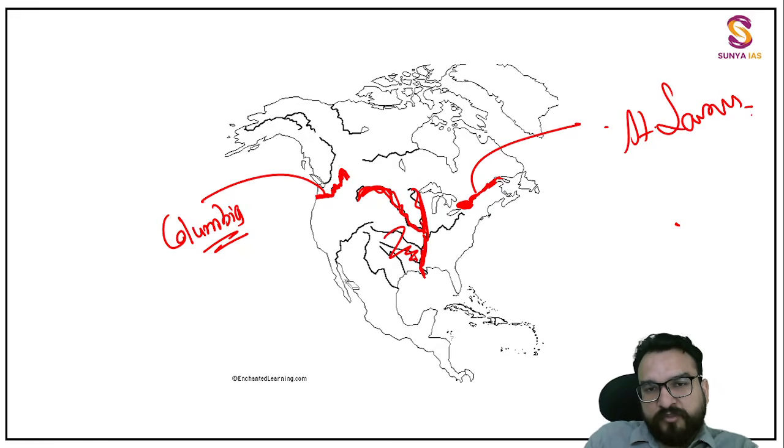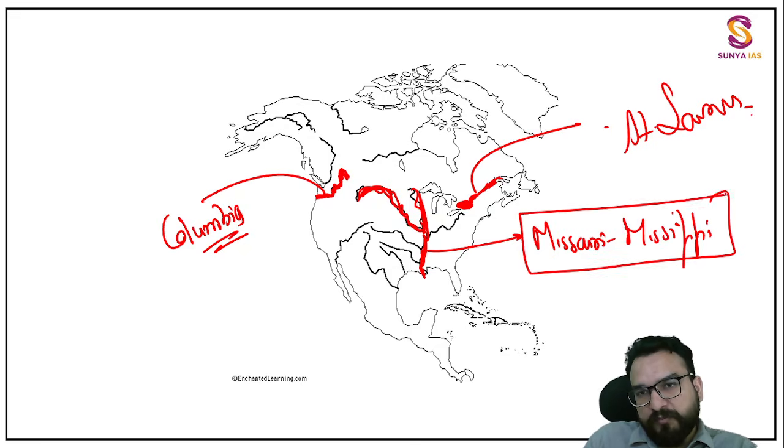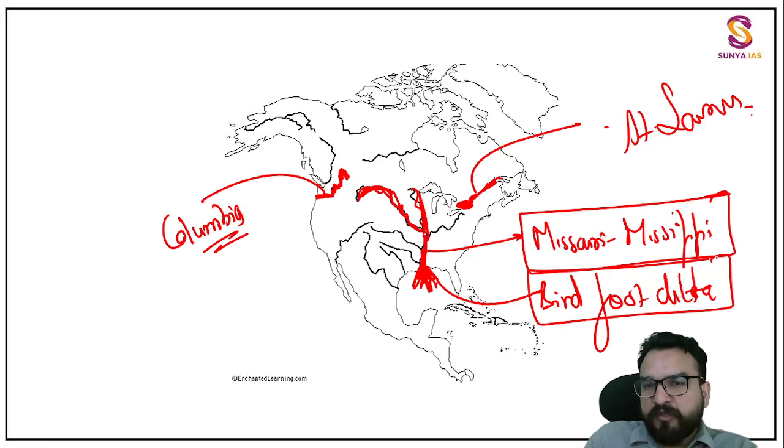Rest of the tributaries of Missouri, Mississippi you forget, but this river system is known as Missouri, Mississippi. Spelling I'll be showing you from the map, exact spelling, right? And it forms the Birdfoot Delta over here, like Birdfoot. It is famous for forming Birdfoot Delta over here. Deltas are obviously in the form of a birdfoot only, but over here very prominent you will be finding.